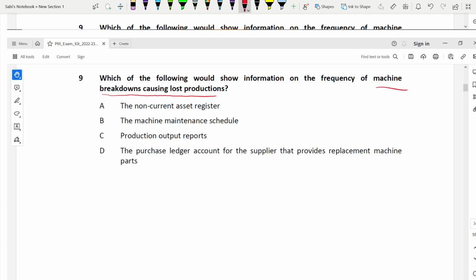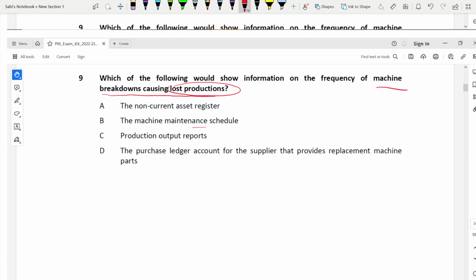A is not the right answer because it only lists non-current assets. B is also not the right answer because, yes, through the maintenance schedule you know there's a machine breakdown. But what about the lost production? You cannot know how much production is lost through looking at machine maintenance. So B is also not the correct answer.